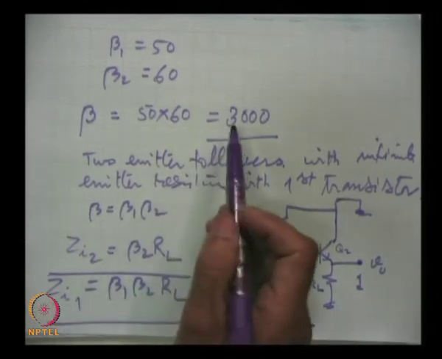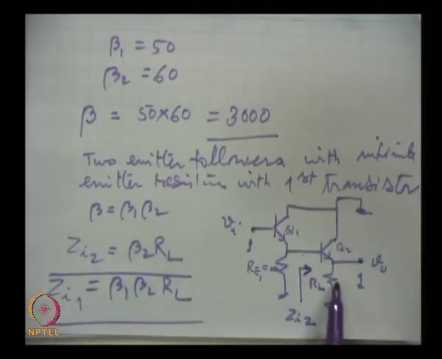In the above example, if RL is 1 kilohm and this collective beta, which is the product of the two, is 3000. So, from 1 kilohm it will show an input impedance of 3 megohms, 3 megohms, very high impedance. So, sometimes Darlington pairs are used to achieve very high magnitudes of input impedance.